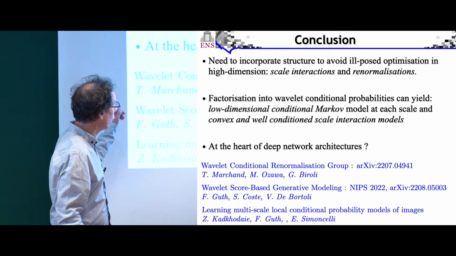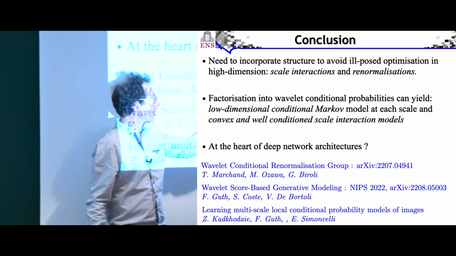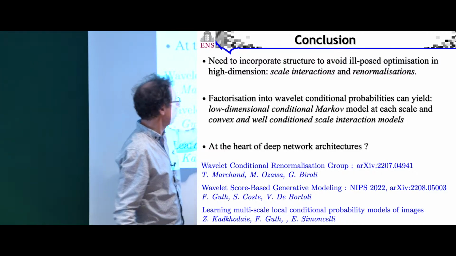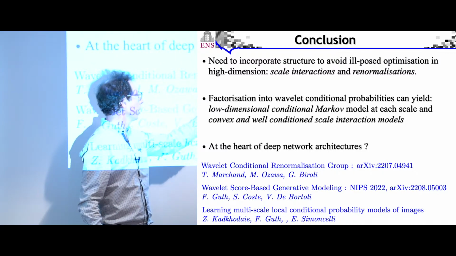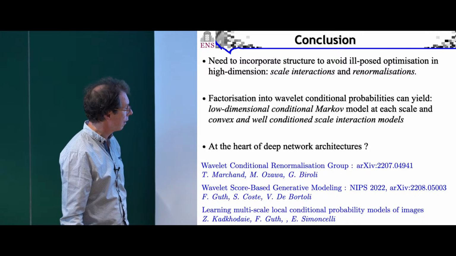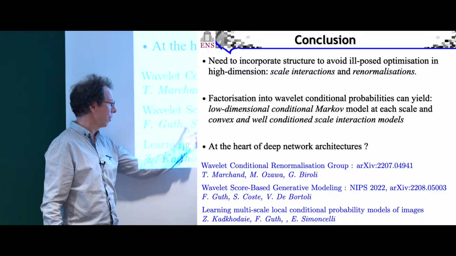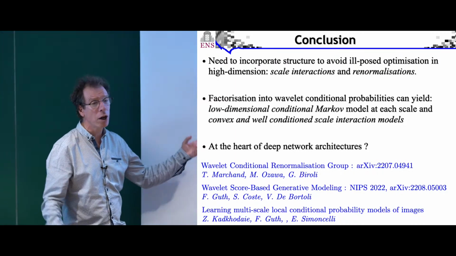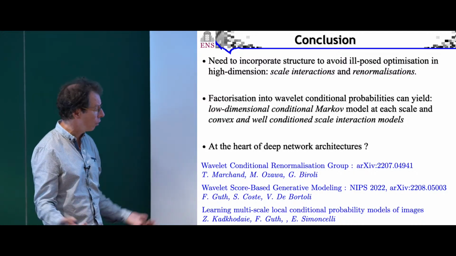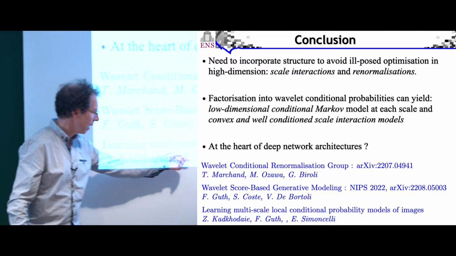So let me just go back to my co-authors again. The first part on all the renormalization group work was done with Thierry Marchand, Misaki Ozawa, and Giulio. The work on score-based generative modeling was done by Florentin, who is here, and Valentin de Bortoli and Simon Coste. And the last part, which shows that you can still have local models, even with very complex images, was again done here with the team at Flatiron and Florentin.